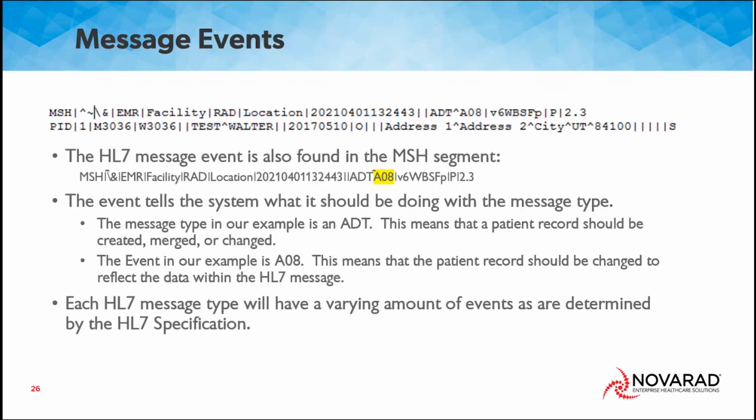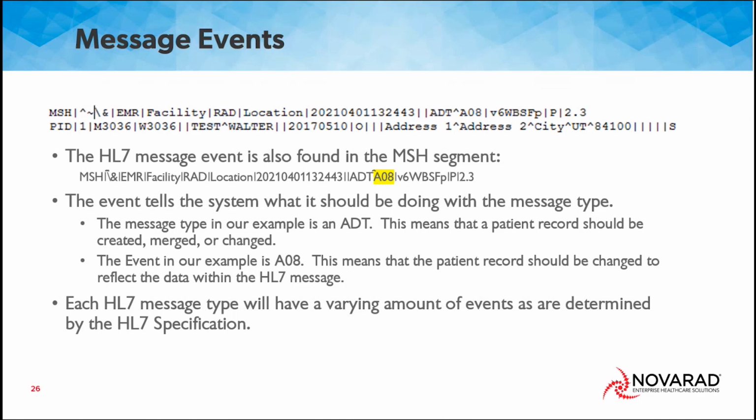To continue, I told you that there was an HL7 message event, and you see that right next to ADT, and it's highlighted. In this case, it's an A08. The event tells the receiving system what it should be doing with the HL7 message type. So in this particular situation, the message event is A08, and it means that the patient record should be changed. And it should be changed to reflect the data that's in the HL7 message that's being sent.